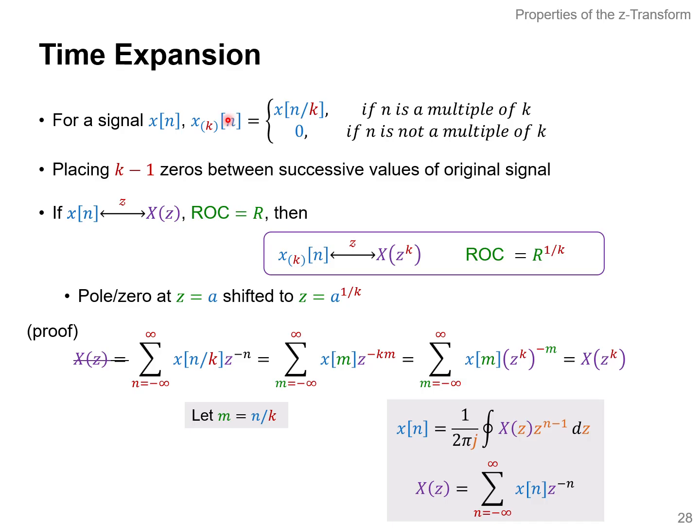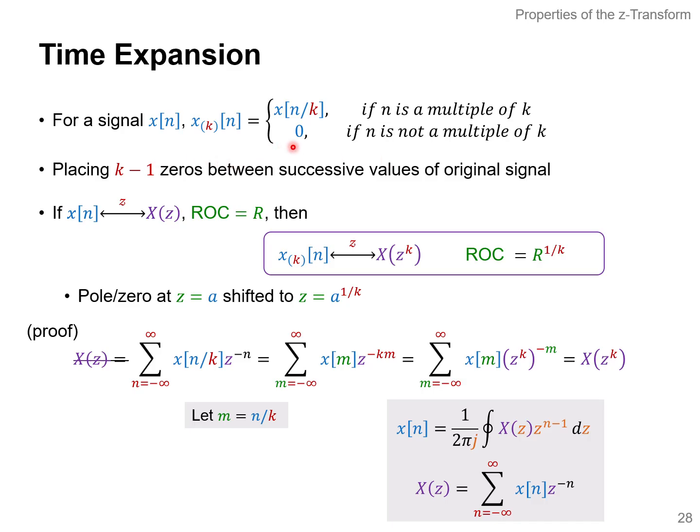Now we will learn about the time expansion property of the z transform. This property shows what happens when we stretch a signal in time by putting more space between its samples. For a signal x of n, the expanded signal inserts k minus 1 zeros between samples. So we write it like this.